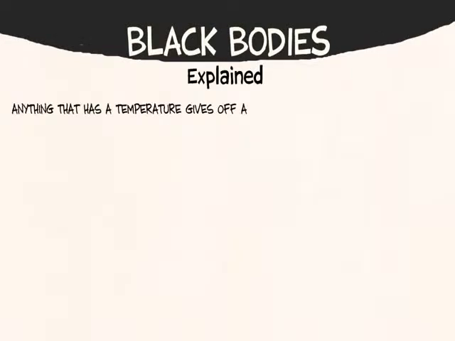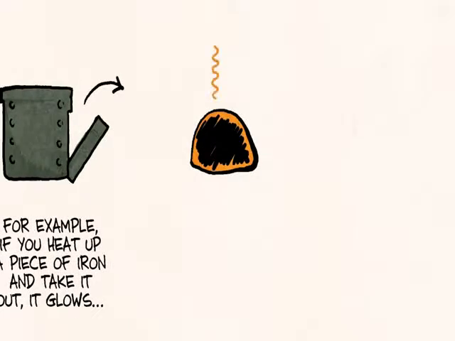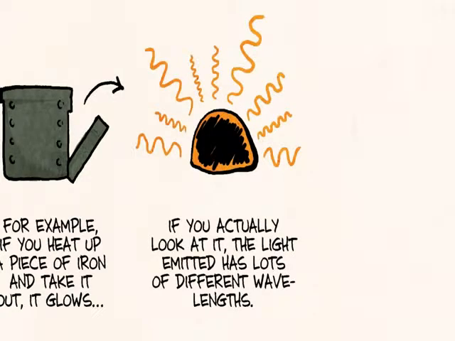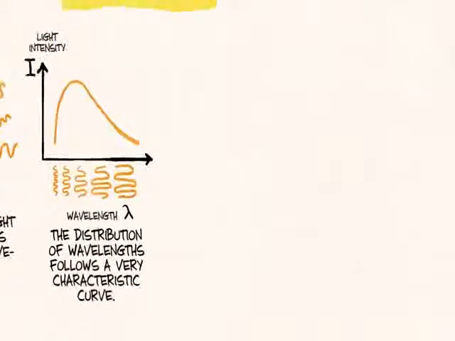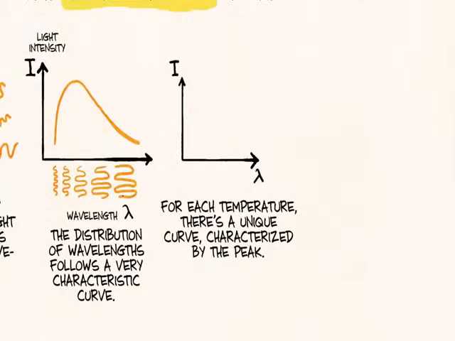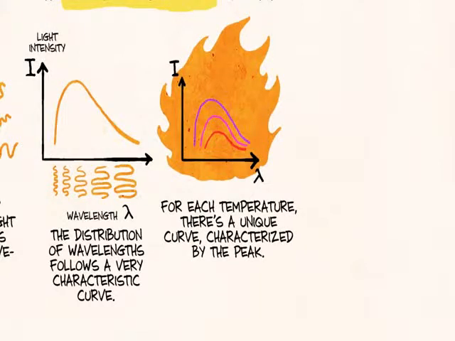Anything that has a temperature gives off a continuum of light. This is actually what happens if you put a piece of iron into a fire, and then you take that iron out, it glows. If you actually looked at it at lots of different wavelengths, the distribution of the amount of energy coming out at each wavelength would follow this characteristic curve. And the curve of this black body spectrum looks like this. The only thing that determines this, the only thing that matters, is temperature.